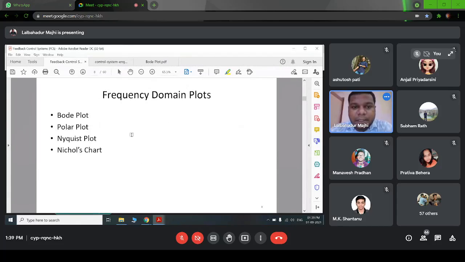So mainly we will discuss these plots. Not this Nichols chart, not this one, I forgot to delete it. Mainly we are going to discuss the Bode plot, polar plot, and Nyquist plot. In these three plots, we are going to study the frequency response analysis, how the system behaves when we give the input as frequency.